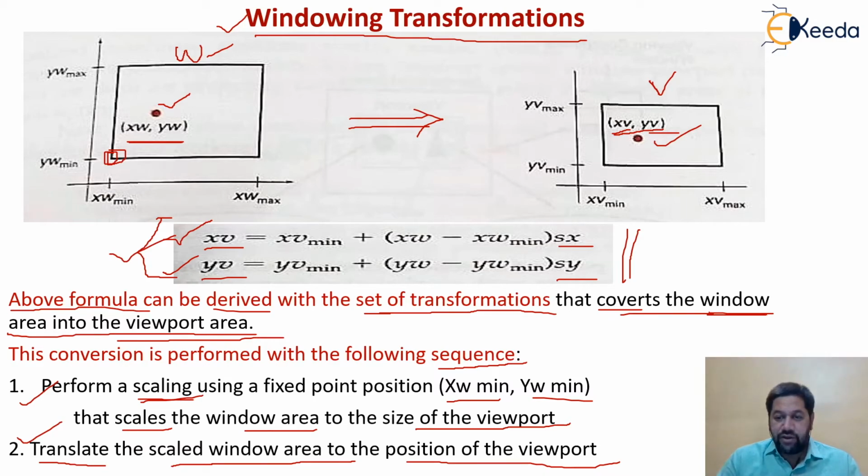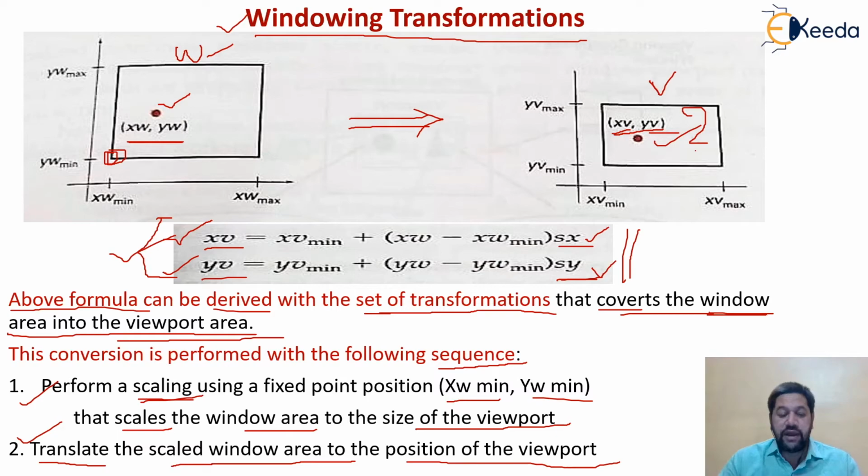So how do I get this xv comma yv? I get xv equal to xv minimum plus (xw minus xw minimum) into sx. See, sx is my scaling factor. And what is yv? yv is equal to yv minimum plus (yw minus yw minimum) into sy.